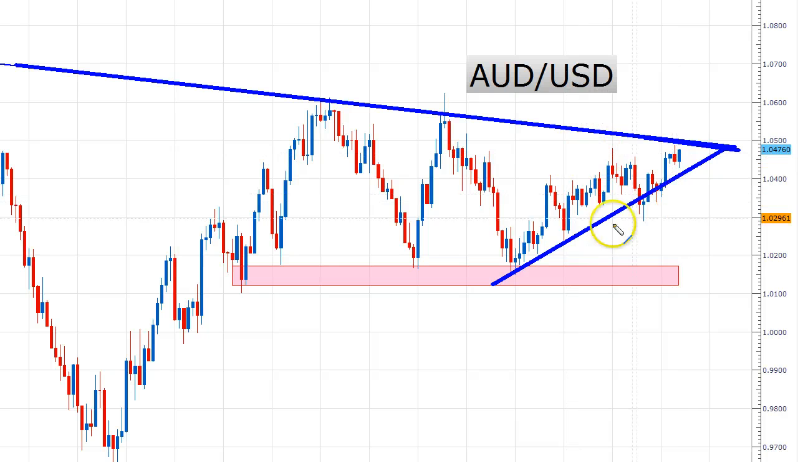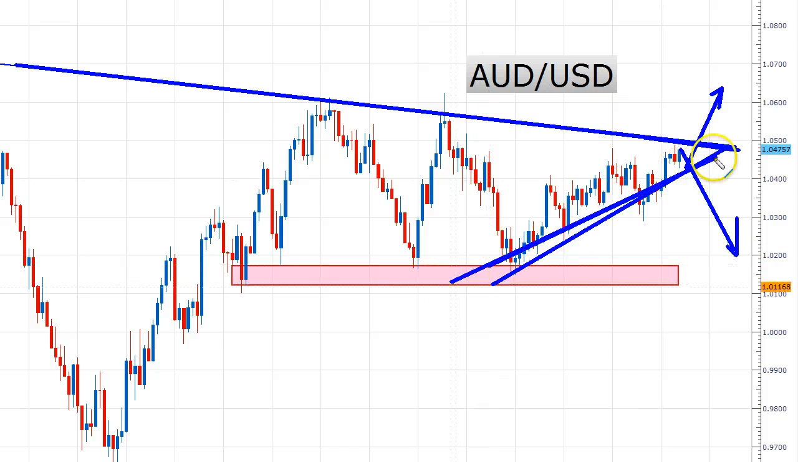So now we're getting this bullish move, and it's getting very close to testing this level. And the question is, are we going to see a break through the top of this level here? Is the AUD going to continue to gain strength, or are we going to see a drop to the bottom? Both of those are potential.